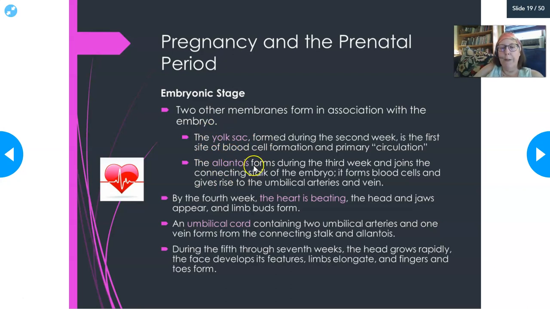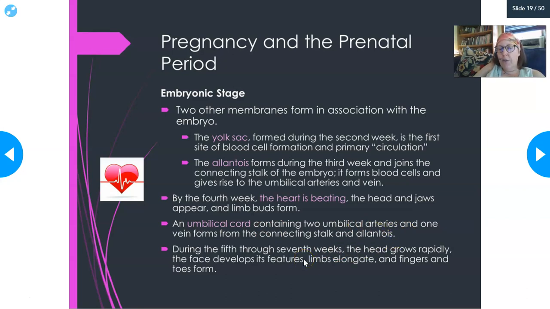By the fourth week, the heart is beating, which is really cool, and the head and jaws appear and the little limb buds form. So if you think about it in the sequence of things, like by the fourth week, a woman might now just be realizing that she's actually pregnant, right? An umbilical cord contains two umbilical arteries and one vein, and they form the connecting stalk and allantois.